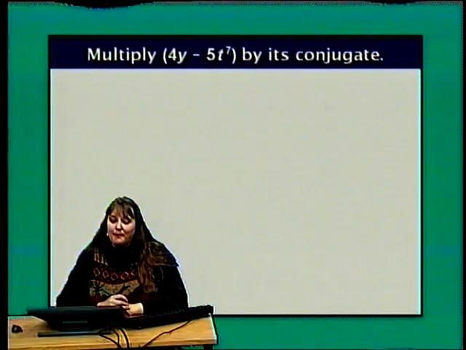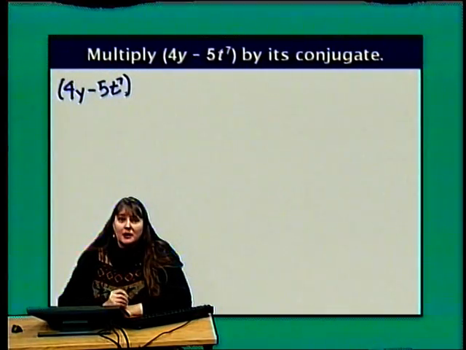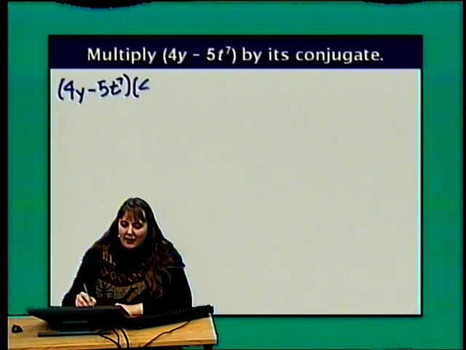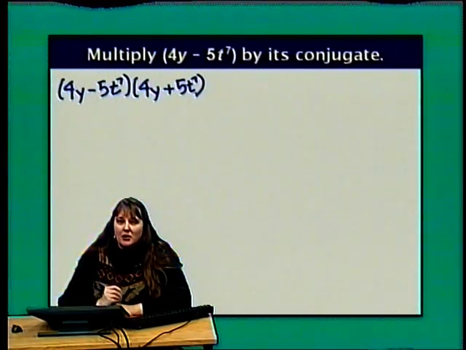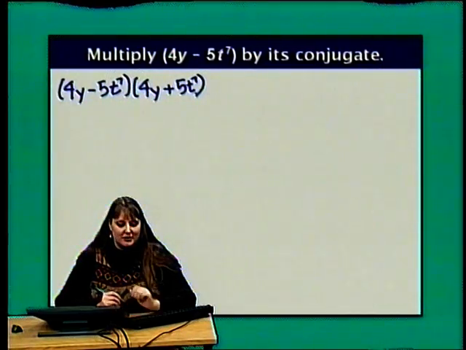So now let's go back and look at our special products involving polynomials, this time in more than one variable. Let's multiply 4y minus 5t to the 7th by its conjugate. Well, the first thing we need to do here is remember what a conjugate is. So I'm going to multiply 4y minus 5t to the 7th by almost the same thing, except I'm going to change that sign in the middle. I'm going to multiply this by 4y plus 5t to the 7th. 4y minus 5t to the 7th and 4y plus 5t to the 7th are called conjugates.